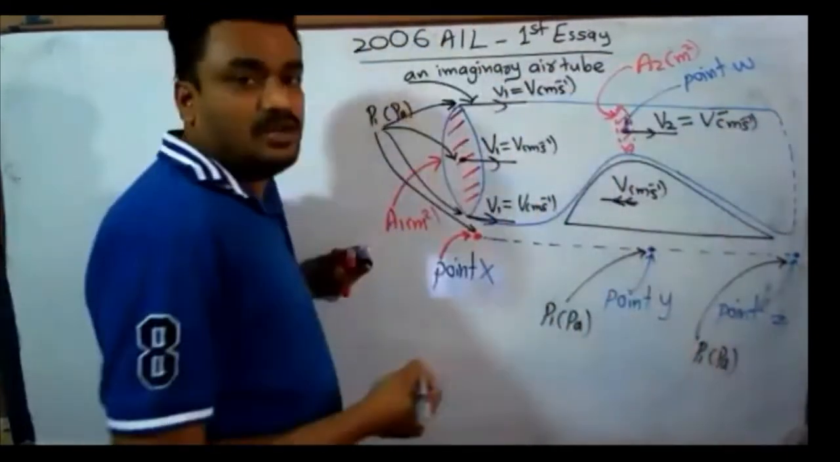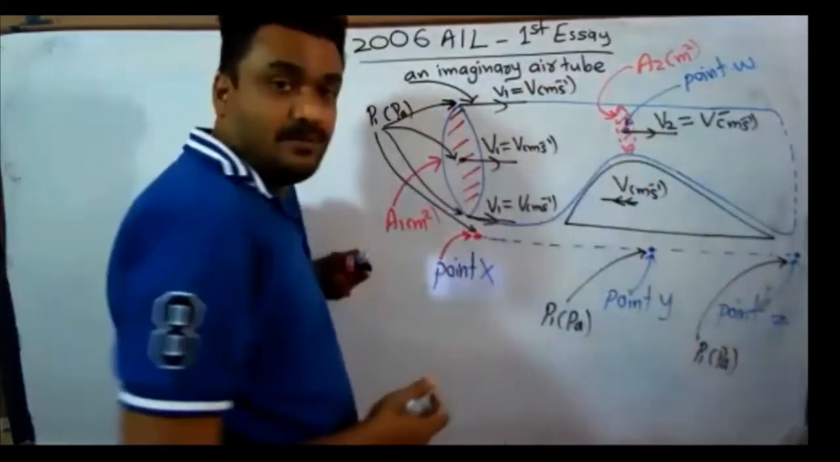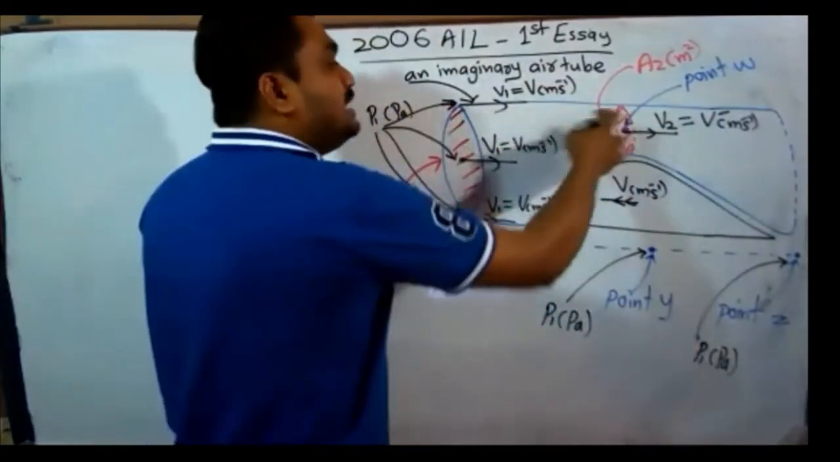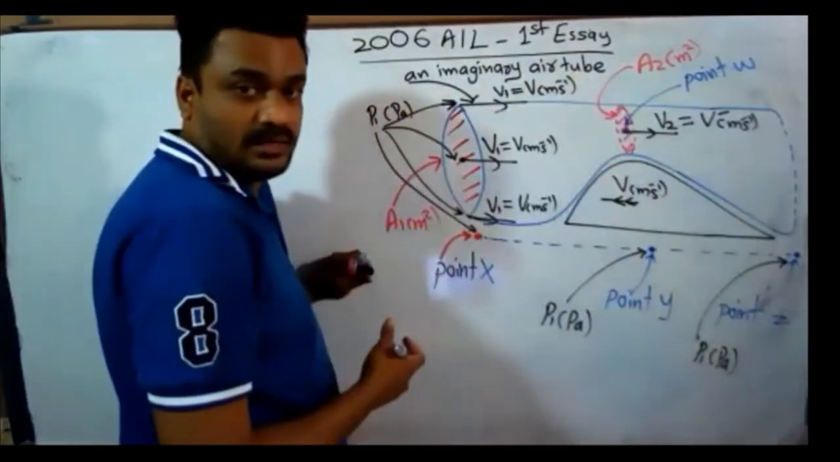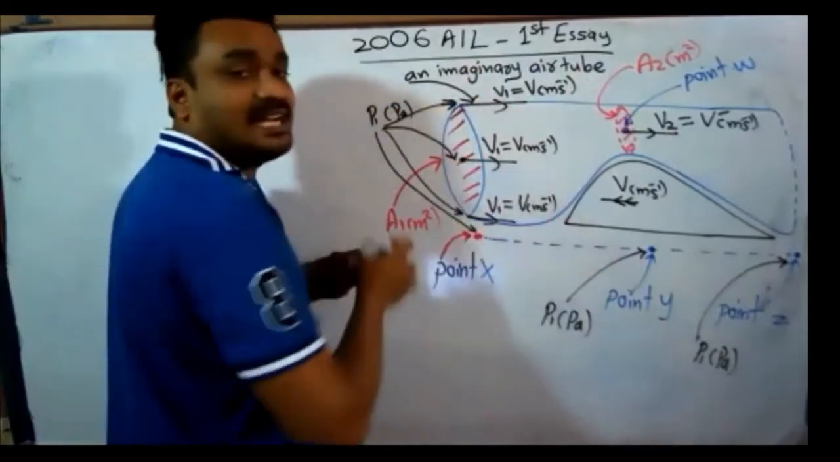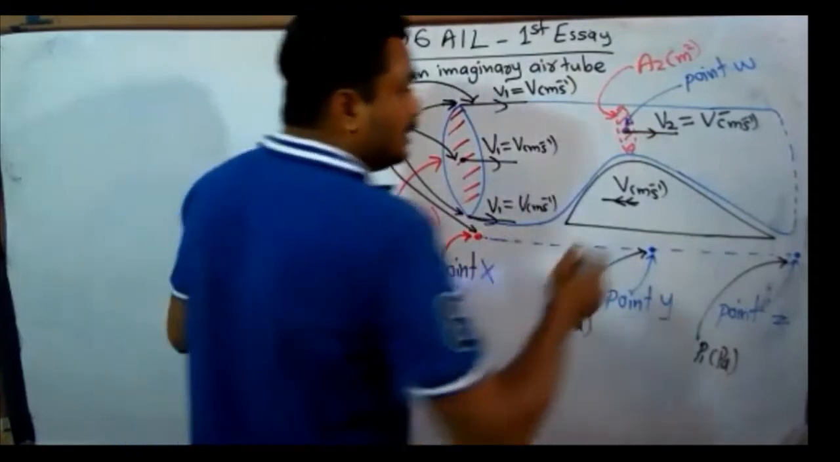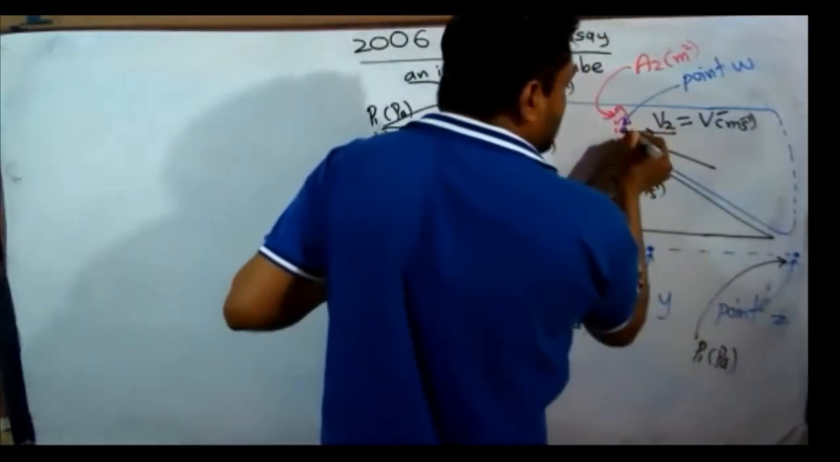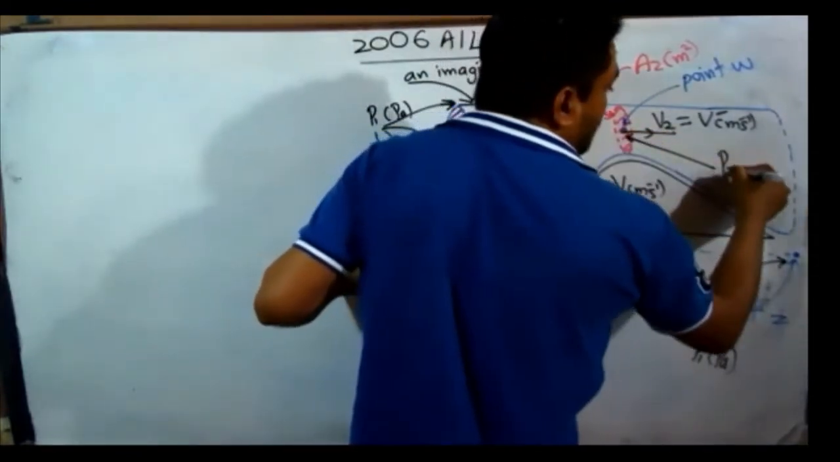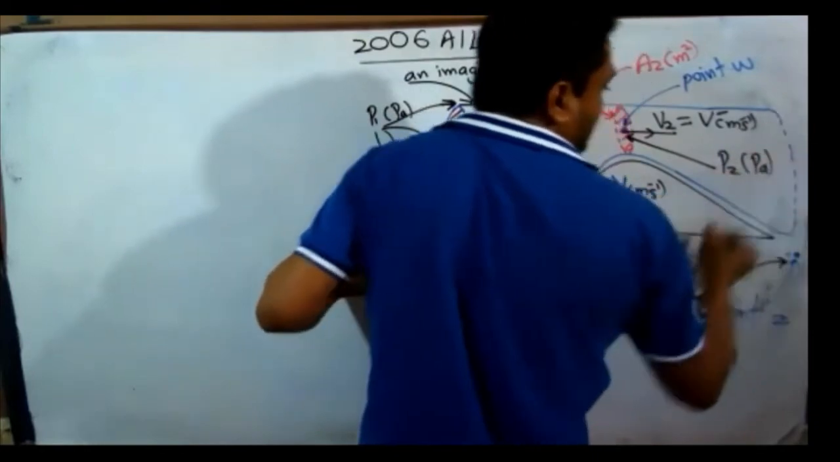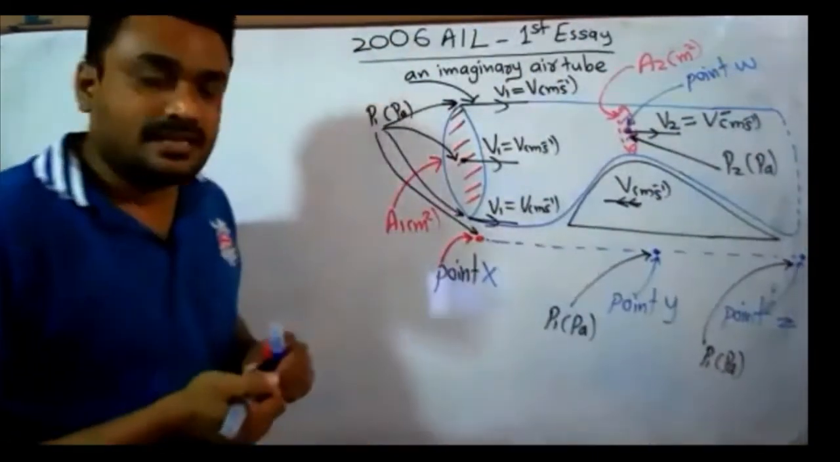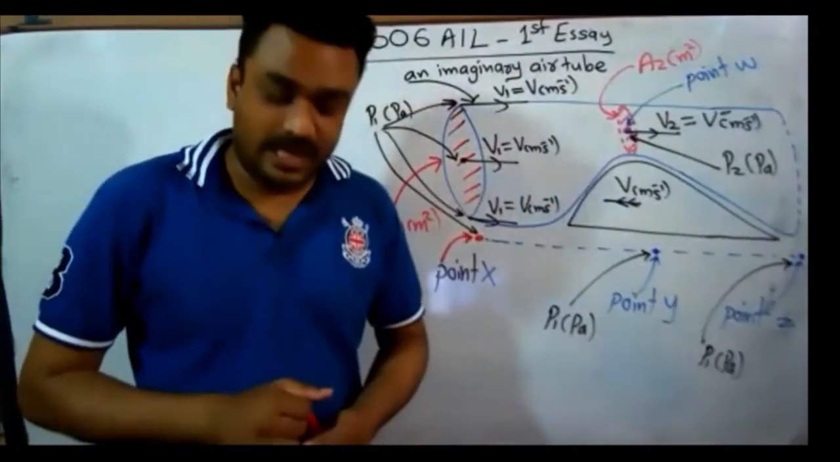Due to the change in velocity, even though they are in the same atmosphere, the velocity of these air particles is not equal. Therefore, pressure of air particles at X is not equal to the pressure of air particles at W. So the pressure of the air particles at the point W, let me mark it as P2 Pascal. You need these descriptions to answer the question fully.